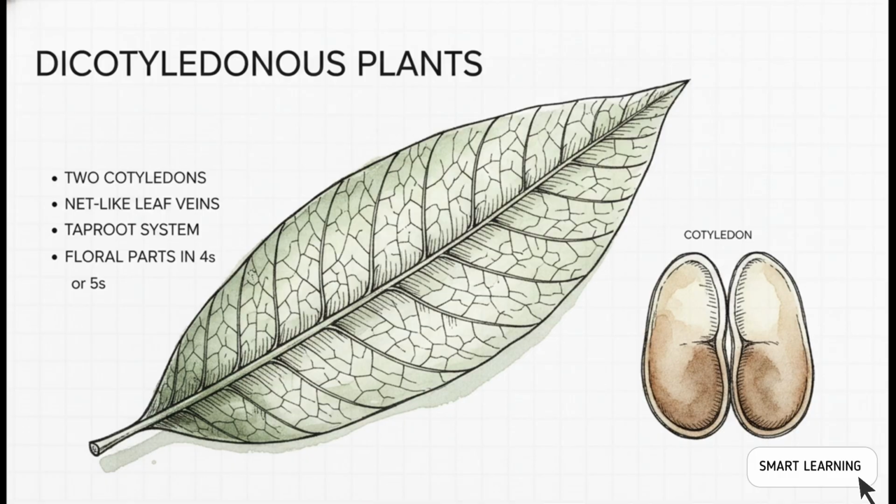And if you look closely at a dicot leaf, you won't see parallel lines. Nope. Instead, you'll see branching or net-like leaf veins spreading all over the place. So the next time you see a bean seed, a pea, a rose leaf, a sunflower, or a mango leaf, you'll know for a fact you're looking at a dicot.